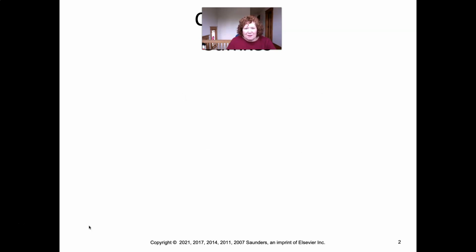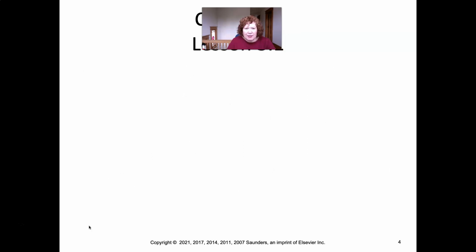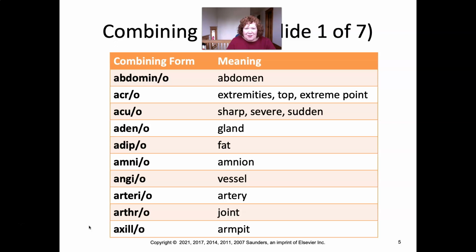So let's talk about suffixes. We're going to look at new suffixes and review those that have been in chapters 1 and 2. And we'll talk about word analysis and how we build and understand terms, and some functions of the different types of blood cells in the body. So let's get going. All right, combining forms. Remember our equation. It is a combining root plus a combining vowel equals a combining form. So you've got that root, you've got the combining vowel, and it's going to equal a combining form.